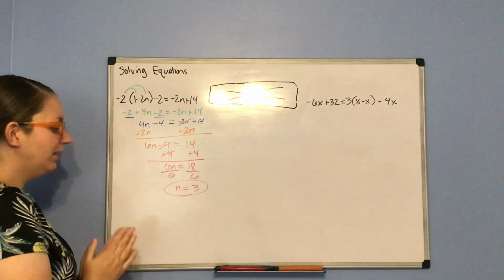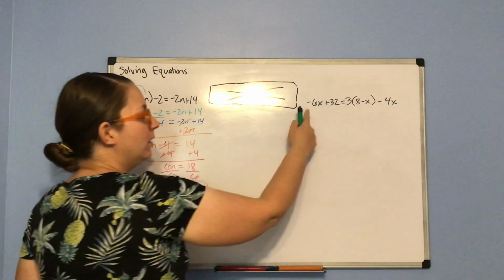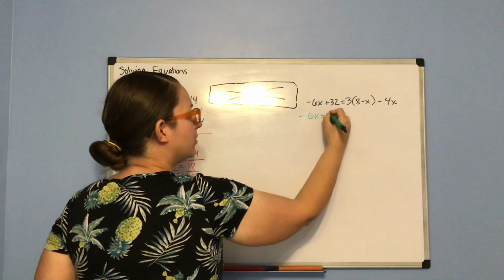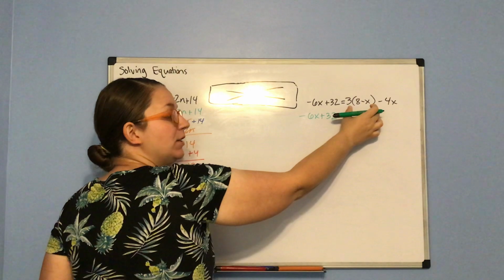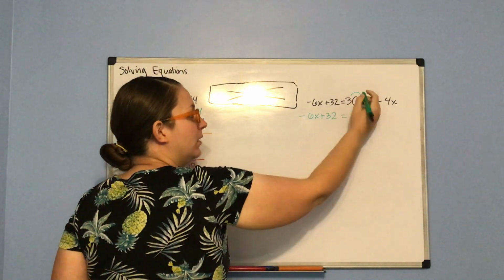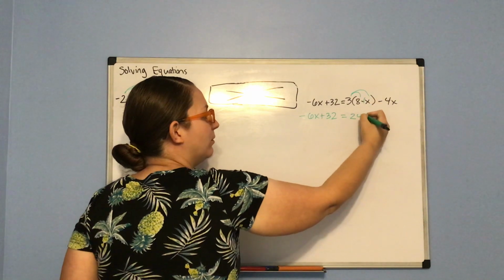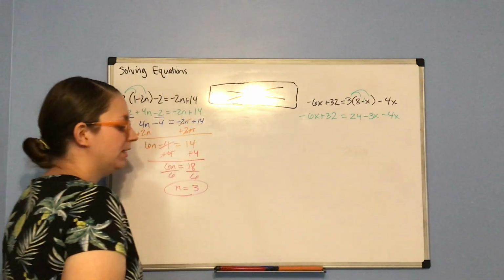All right, last one, finally, yay. So, where are we going to start? Nothing I can really do with the left-hand side. Those can't be combined. There's nothing to distribute. So left-hand side stays the same. Right-hand side, I do have some distributing. 3 times 8 is 24. 3 times negative 1x is negative 3x. And then that minus 4x stays the same.